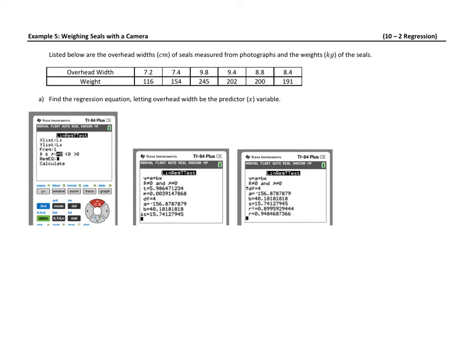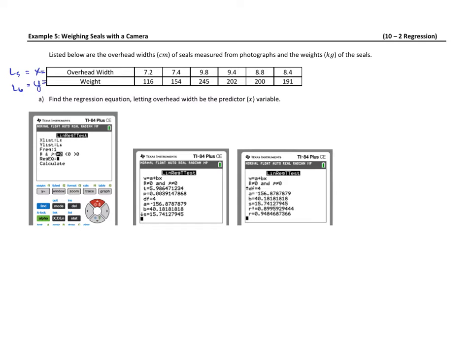that there was a linear correlation between, and I'll call the overhead width X, and the weight Y. So there was a correlation between these two variables. In example 3, I typed the overhead width into my list, I call that list 5, and I typed the weight into L6. And so now if we want to find the regression for this data, and again, the regression equation only makes sense if our data is linear.